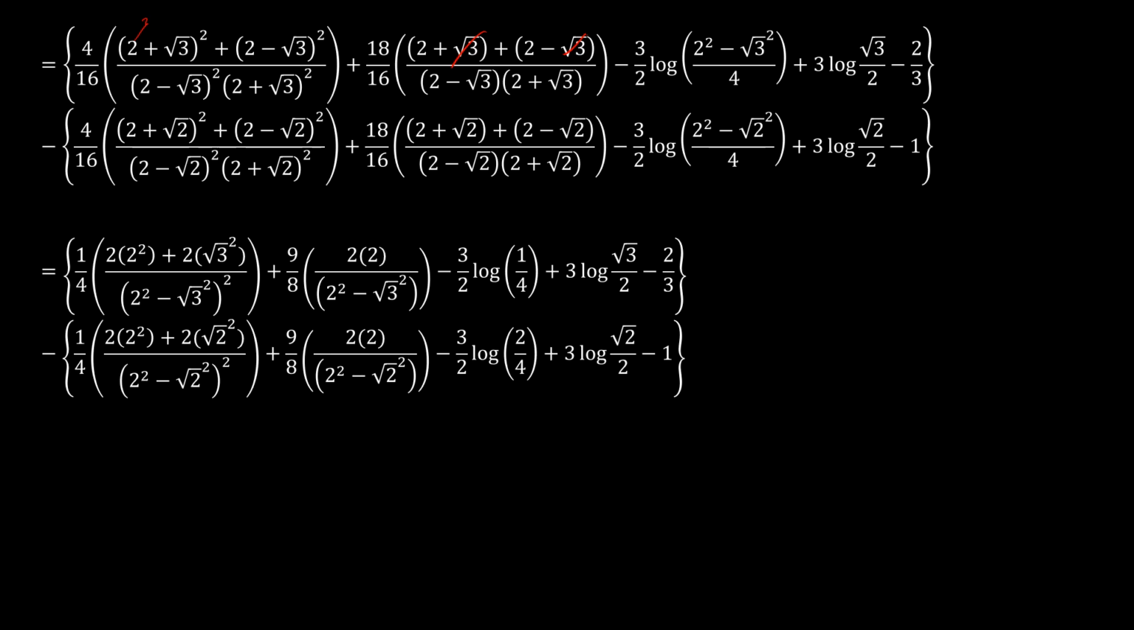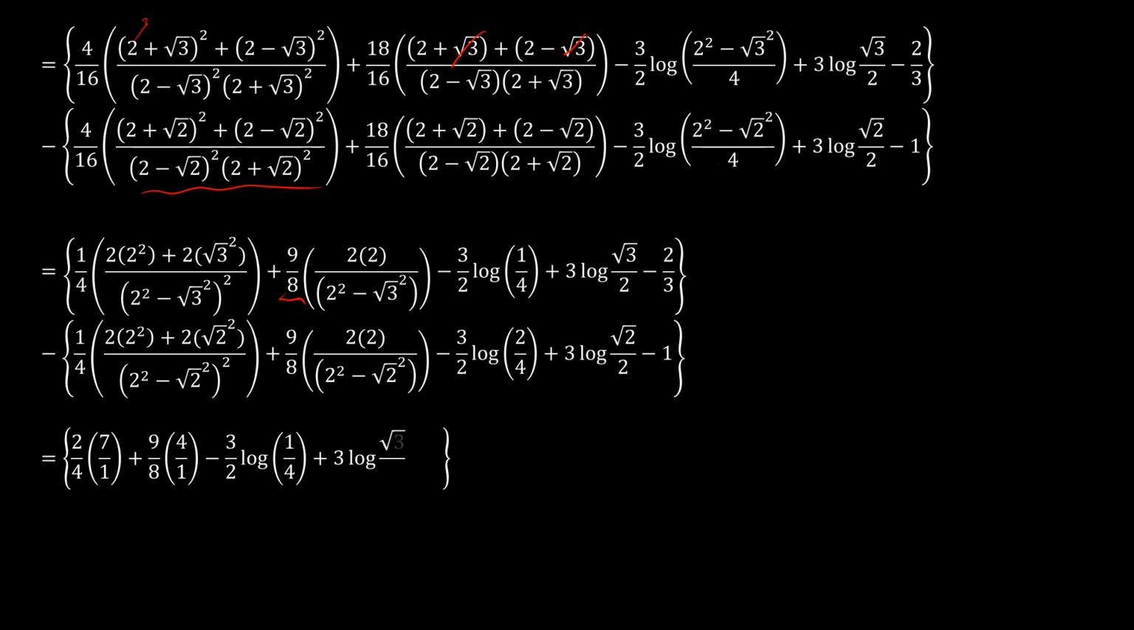denominator as 4. And we repeat the same thing for the lower limit, only that here now instead of root 3, we have root 2. We continue simplifying that, so that we have 2 over 4, because now this is the same as 14, and then we pull 2 out, so we have 2 over 4 times 7 over 1. 9 over 8 here, times this is 4 over 1, minus 3 over 2 log 1 over 4, plus 3 log root 3 over 2, minus 2/3.